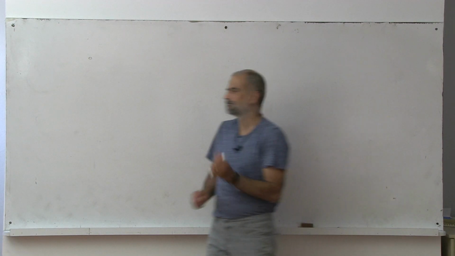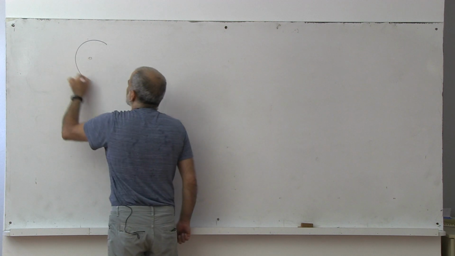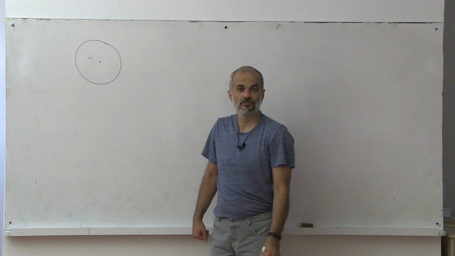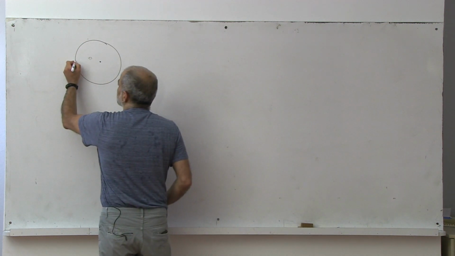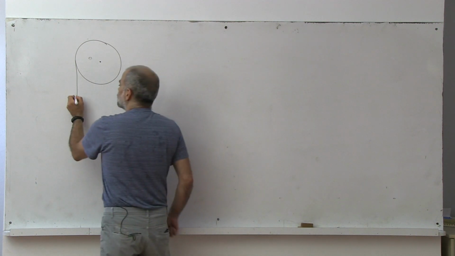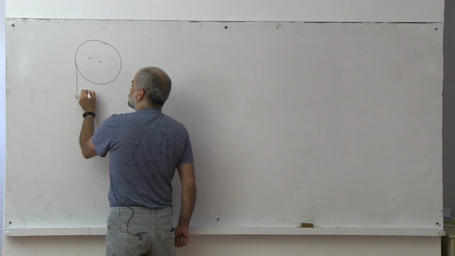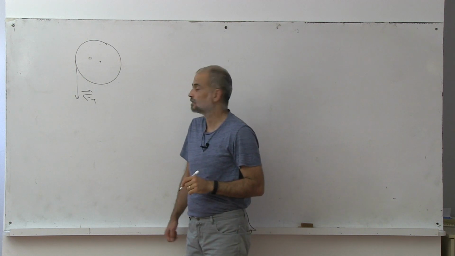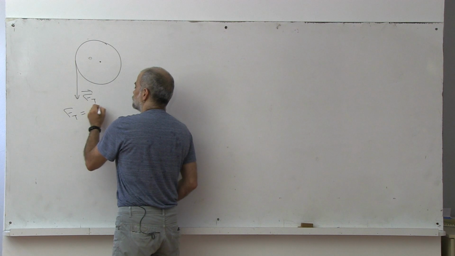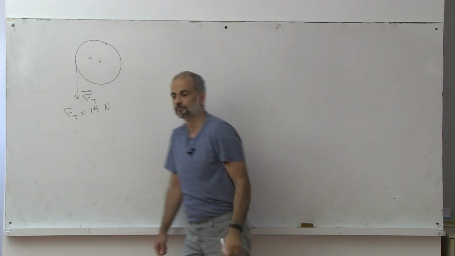Let's consider a pulley which is rotating around its center. There is a force acting on it. So let's say that there is a rope hanging on one side, and you just pull this rope, and the force is given by the tension force, and this tension force has a magnitude of 15 newtons.